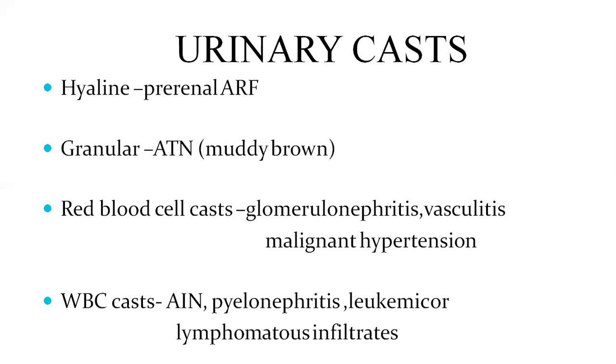Urine casts may also be present, like hyaline cast is present for pre-renal acute renal failure. Granular casts in cases of acute tubular necrosis, but the depositions are muddy brown in color. Red blood cell casts, as in the cases of glomerulonephritis, vasculitis, malignant hypertension. And WBC casts may also be present.